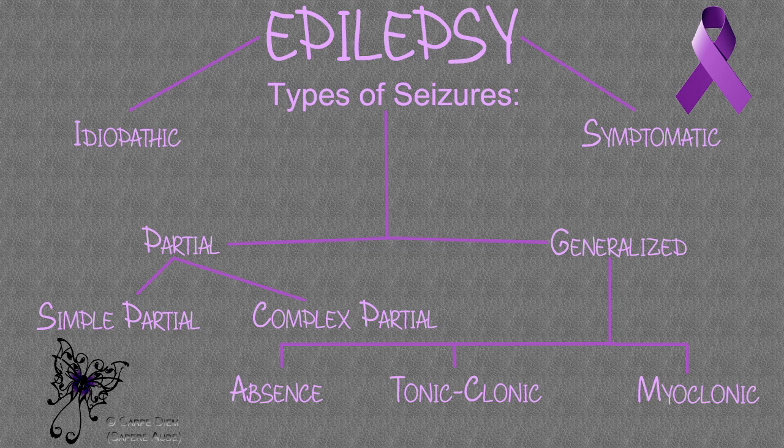Let's talk a little more about idiopathic epilepsy. Idiopathic epilepsy is believed to have a strong underlying genetic basis. People with idiopathic epilepsy are typically otherwise normal and have no structural brain abnormalities. Patients also have a family history of epilepsy and seem to have a genetic predisposition to risk of the seizures.